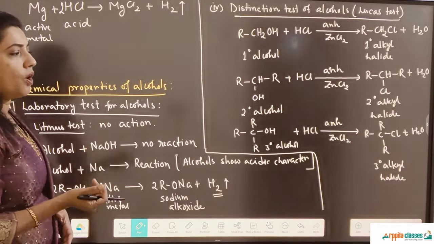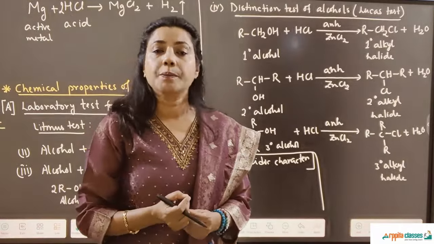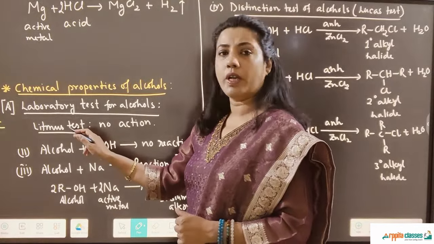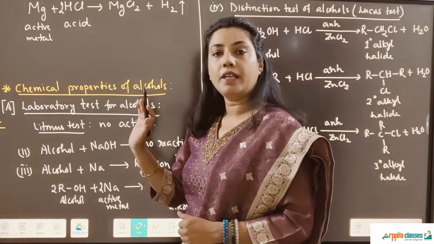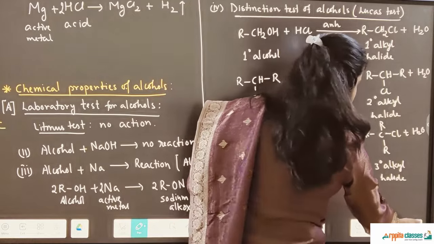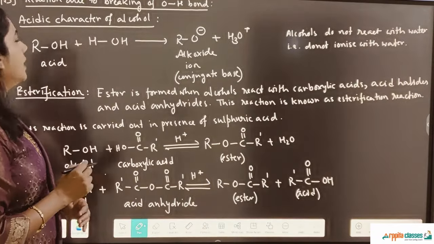But the acidic property of alcohol, or the acidic strength of alcohol, is very, very less, because you can see that they are neither showing a positive test for litmus, nor are they reacting with base. So the acidic property of alcohols is very less. They are very weakly acidic in nature.